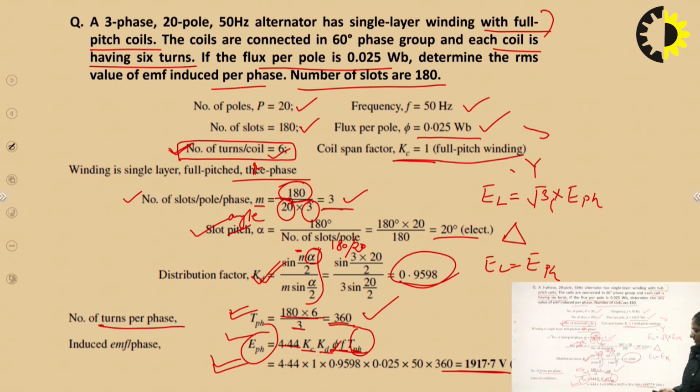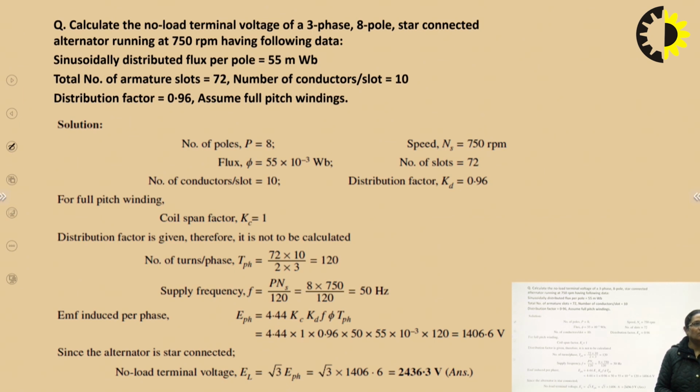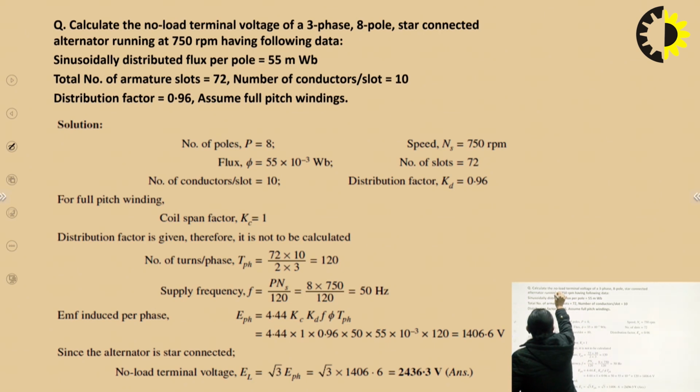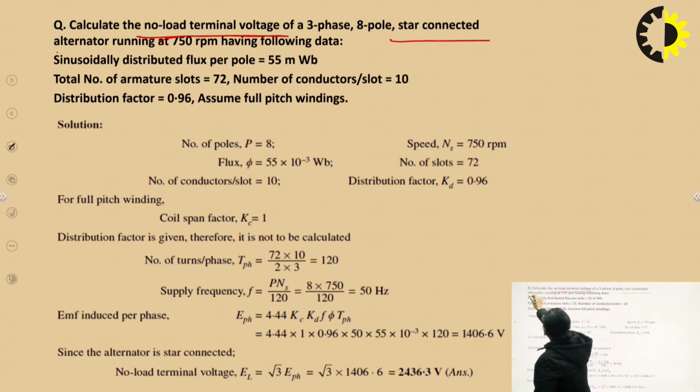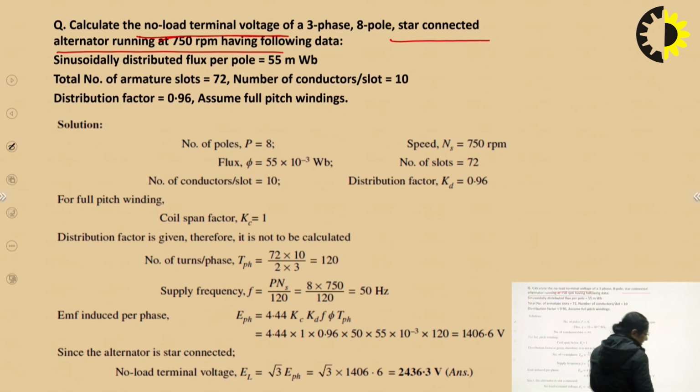So let us proceed to the third question. Now, the question is, calculate the no-load terminal voltage. Remember, pay attention that they are asking for the no-load terminal voltage of the 3-phase 8-pole star-connected alternator, which is rotating at a speed of 750 RPM. The other data of the machine is given as follows. Sinusoidally distributed flux per pole is 55 milliweber.